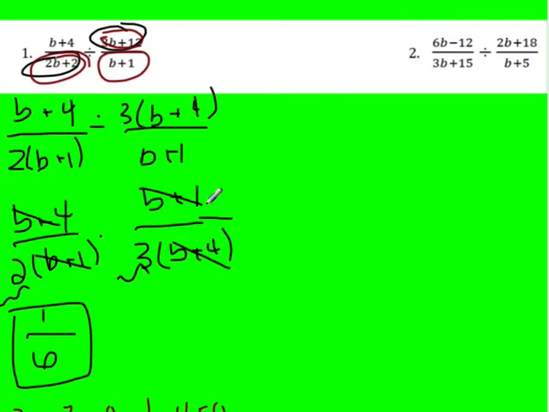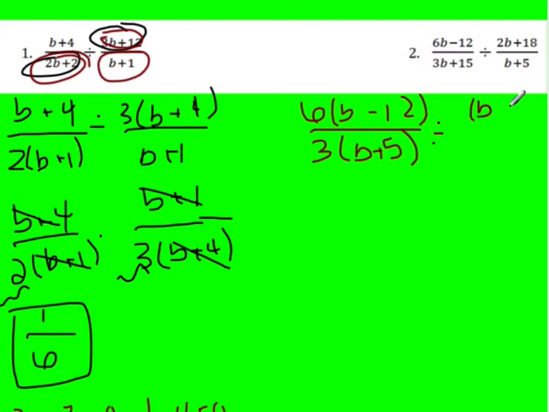So out of the second group, between 6 and 12, you can take out a 6. And then you're left with b minus 2. On the bottom, between 3 and 15, you can take out a 3, and then you're left with b plus 5. Then you're going to do divided by, and then between 2b and 18, you can take out a 2, and then you're left with b plus 9. And then on the bottom, you have b plus 5.